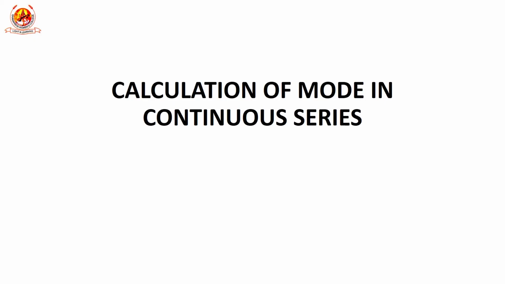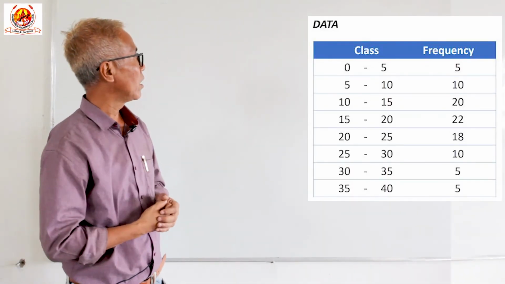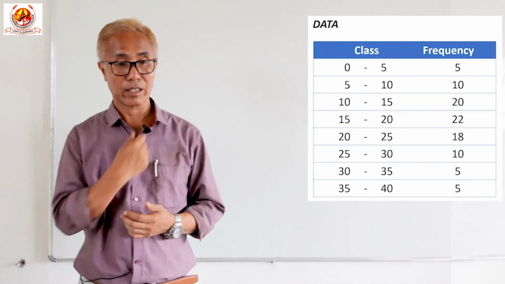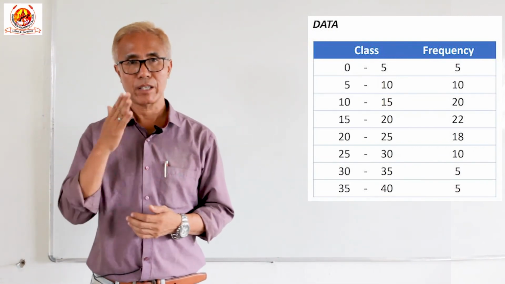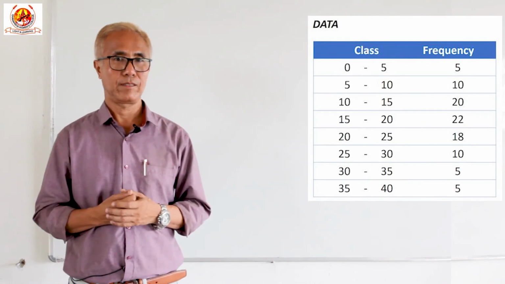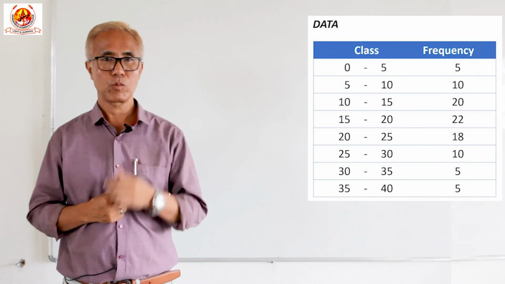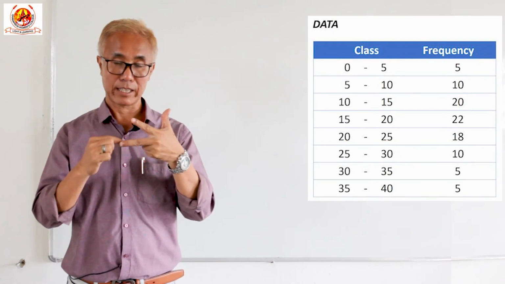So in this continuous series the data are somewhat different. Here, instead of individual values, individual items, we have the classes 0 to 5, 5 to 10, 10 to 15, 15 to 20, something like this, and their frequency is also given. And so it is somewhat difficult. For this method we have two steps. The first, we will find out the modal class.